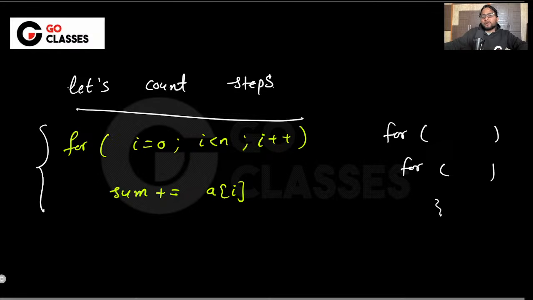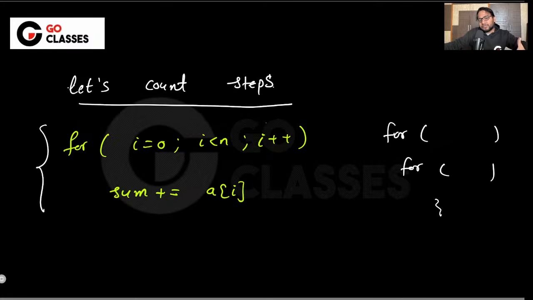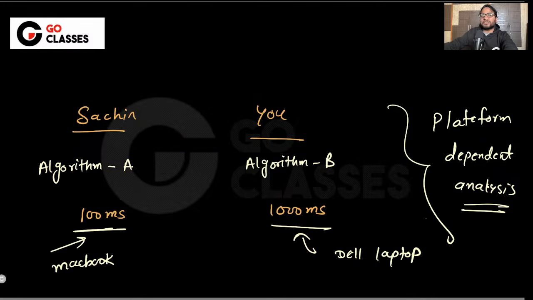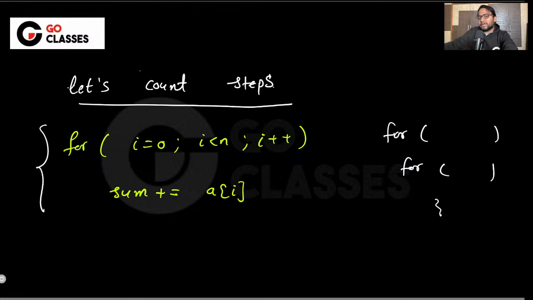So basically, asymptotic analysis is just there to make sure that you are not platform dependent. So that's why we have the asymptotic analysis, and then we can count the steps.